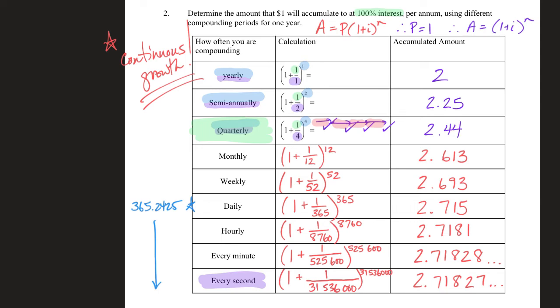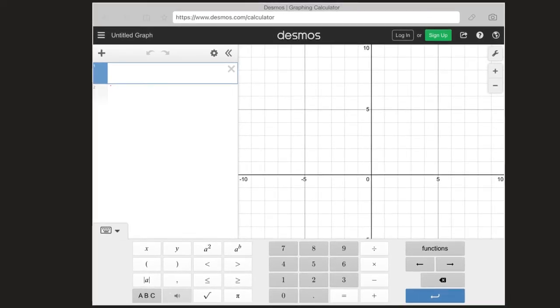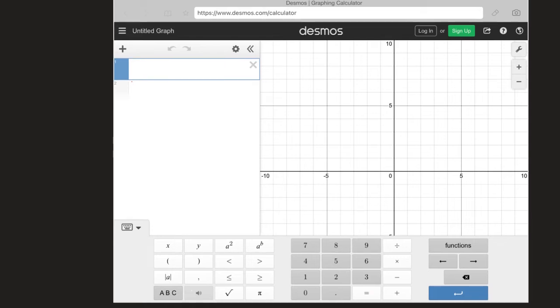Okay, I want to take a slightly different approach. Well, not slightly different, significantly different. What we're going to do is move away from this idea of just calculating and trying to continuously compound, and instead, I want to look at some stuff graphically. So what you see on your screen is Desmos. I'm just going to shrink it down a little bit to make sure that we can see the whole thing, and we're going to hop on and play around with some graphs.